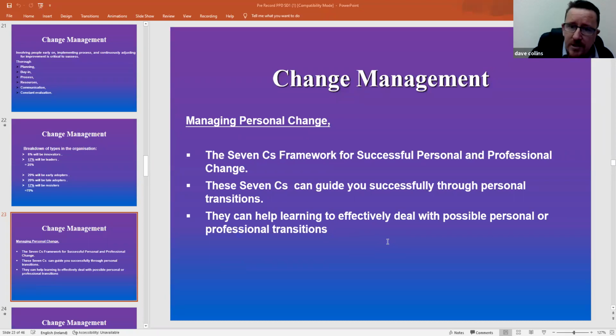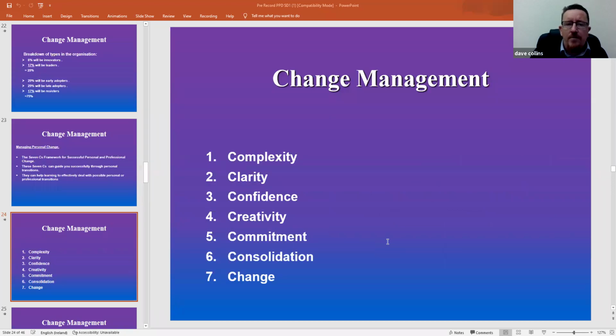Managing personal change then, okay? So the 7 C's framework for successful personal and professional change. These 7 C's can guide you successfully through personal transitions. They can help learning to effectively deal with possible personal or professional transitions. So here they are. 1, complexity. 2, clarity. 3, confidence. 4, creativity. 5, commitments. 6, consolidation. 7, change.